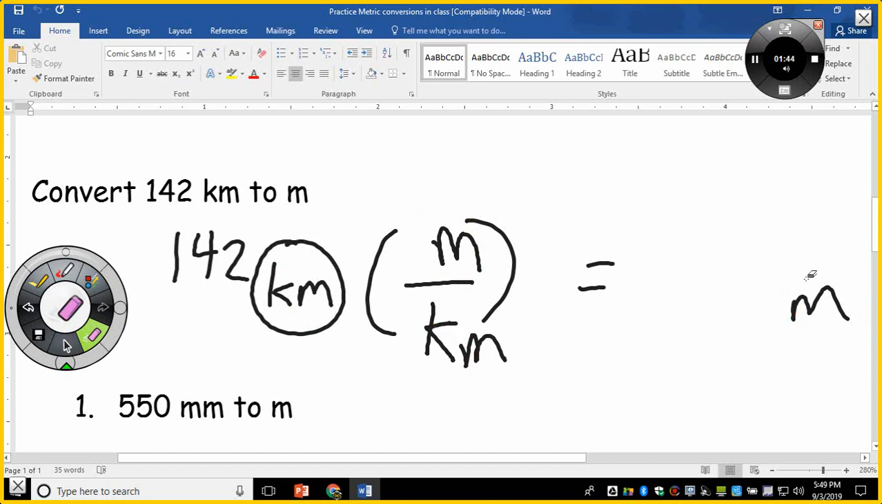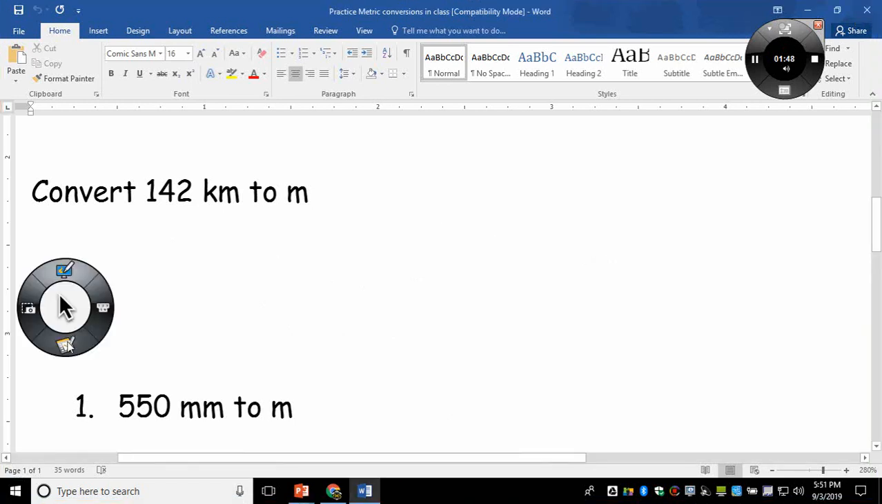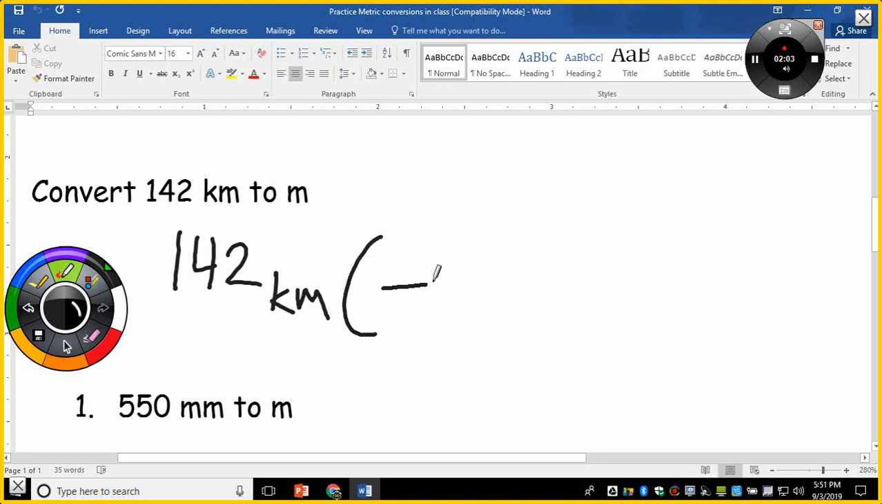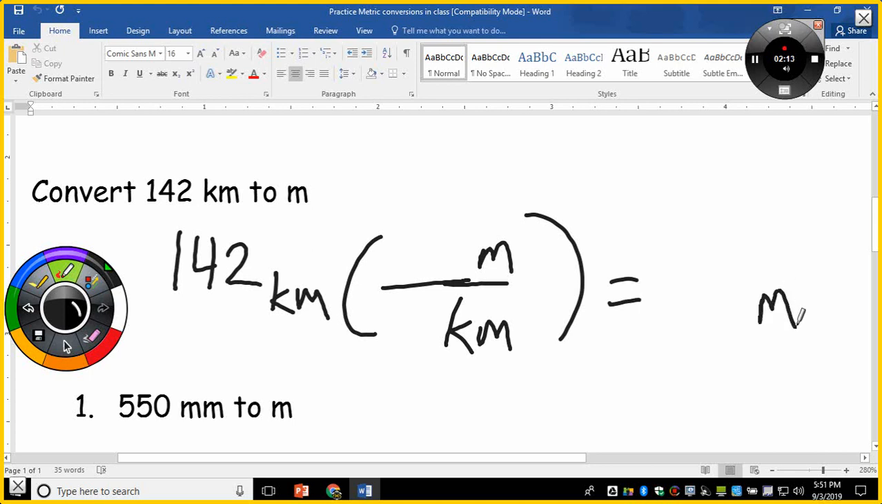All right. So, that being said, let's go ahead and get back to it. So I have 142 kilometers. I've set up my TIE fighter. My original unit is on the bottom. My new unit I'm going to is on the top. I'm going to set up the equals and my new unit here.